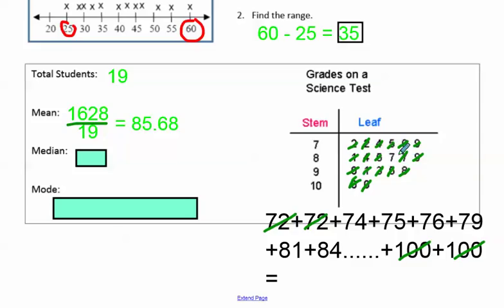My median is not just 7. Remember, it's 87. Okay? So our median is going to be that 87.